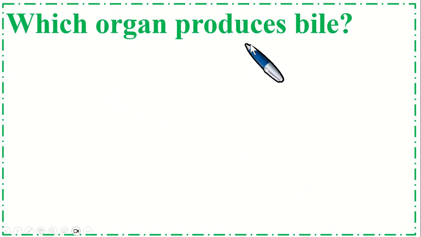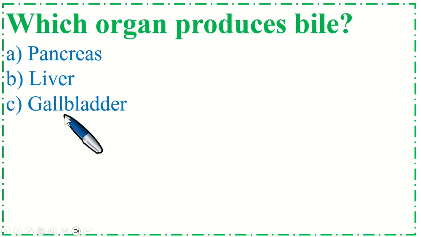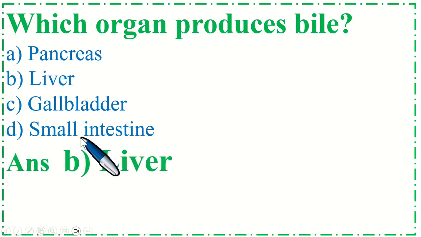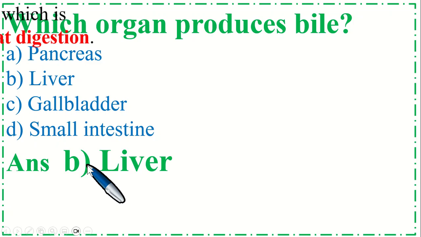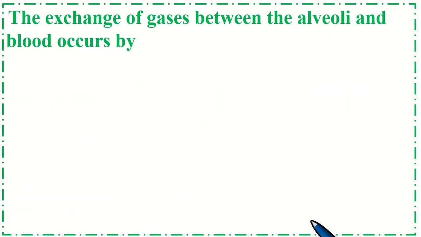Which organ produces bile? Option A, pancreas, B, liver, C, gallbladder, and option D, small intestine. So the correct option is B, liver. Explanation is the liver produces bile which is stored in the gallbladder and aids in fat digestion. So this is very important MCQs.